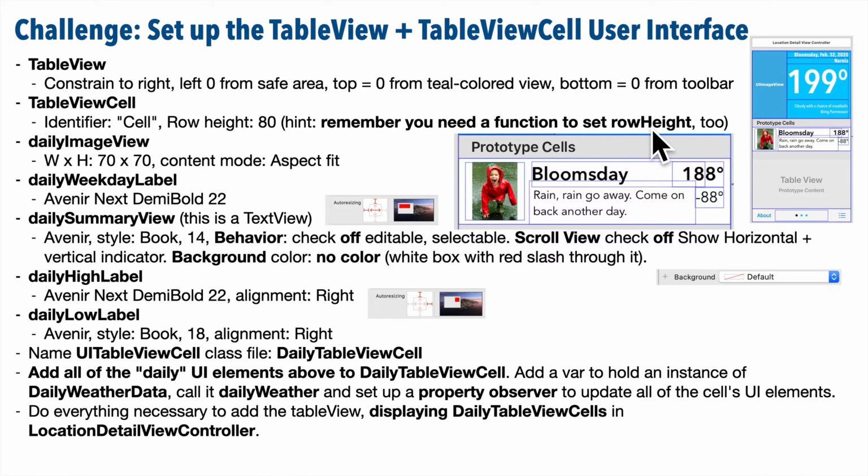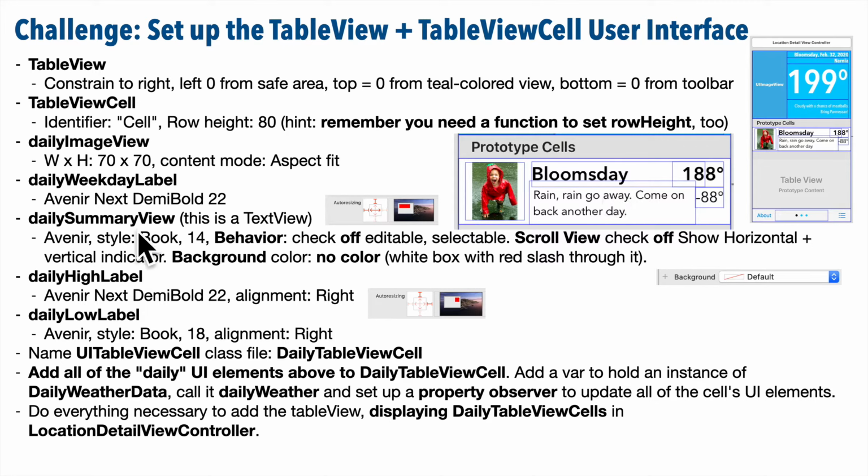And then use the names that you see here in bold as IB outlet names in your custom table view cell file. So create an image view named daily image view, and that should be 70 by 70. Aspect fit should be the default setting. Add a label named daily weekday label. That'll hold the day of the week. Make it Avenir Next, not condensed. The style should be demi-bold and the font should be 22.